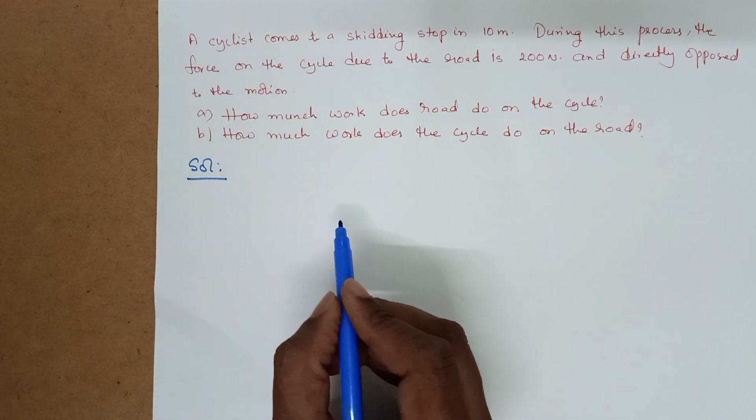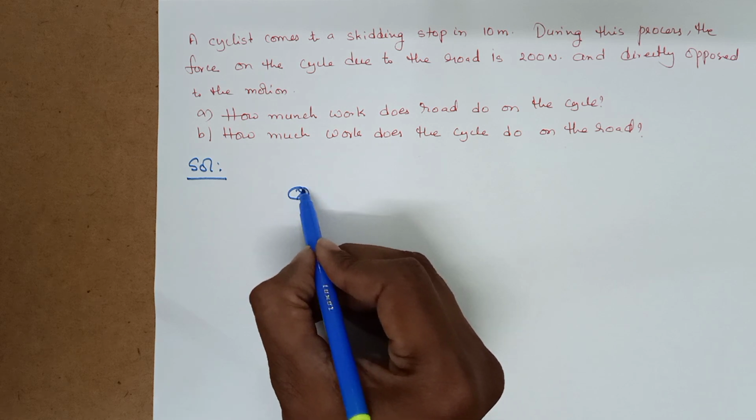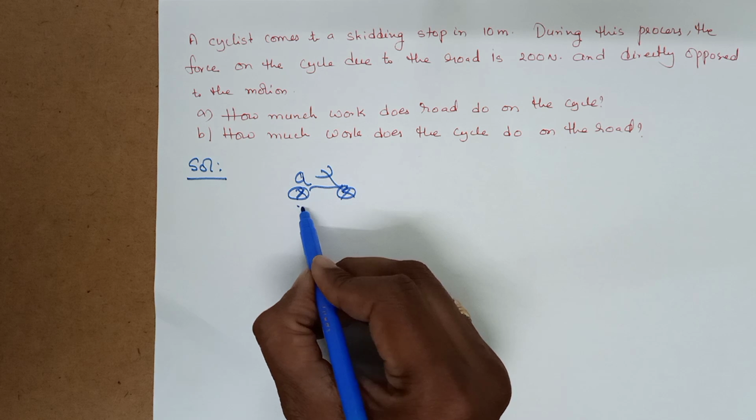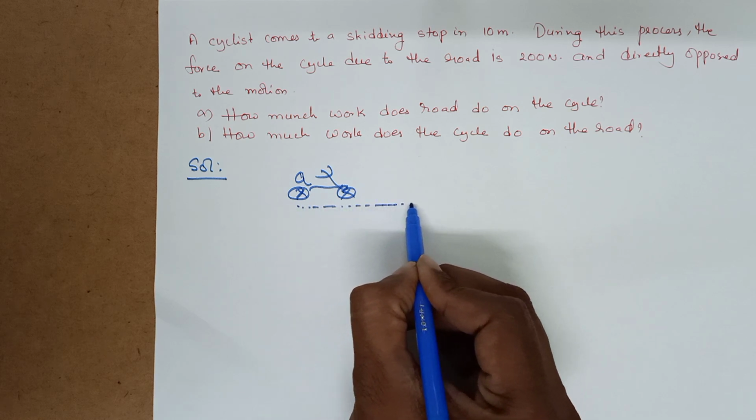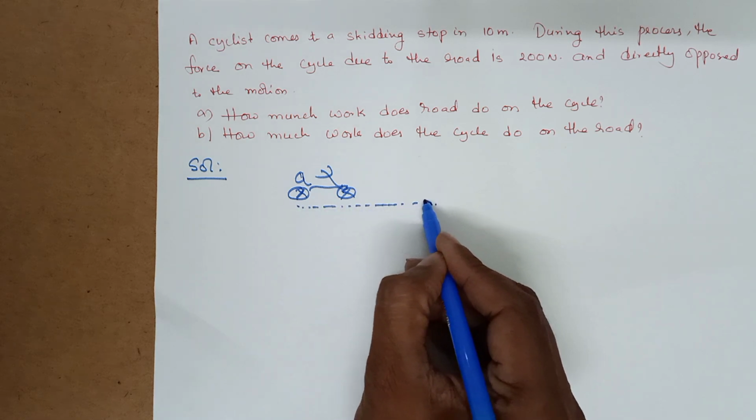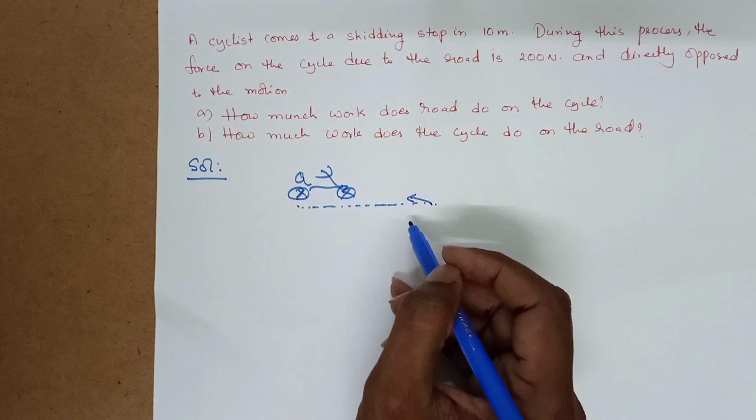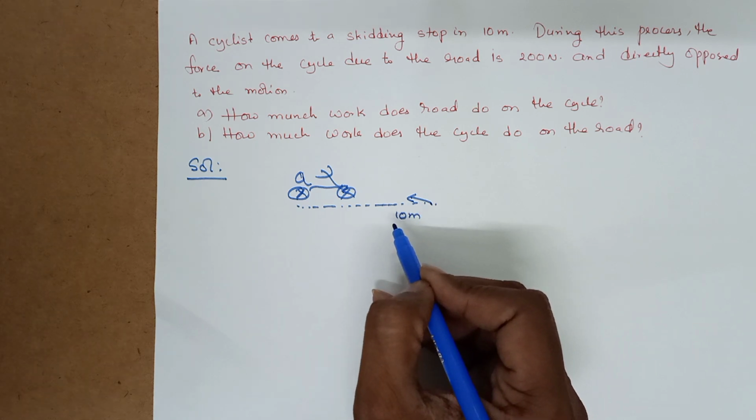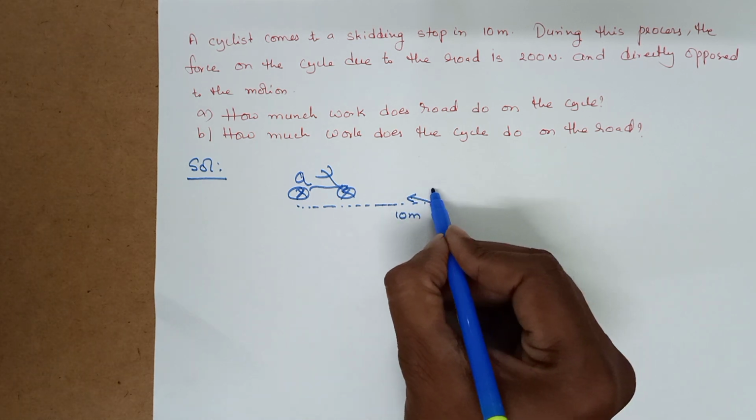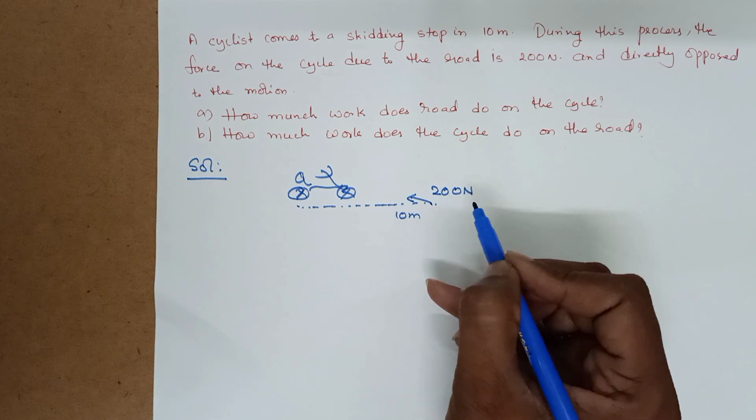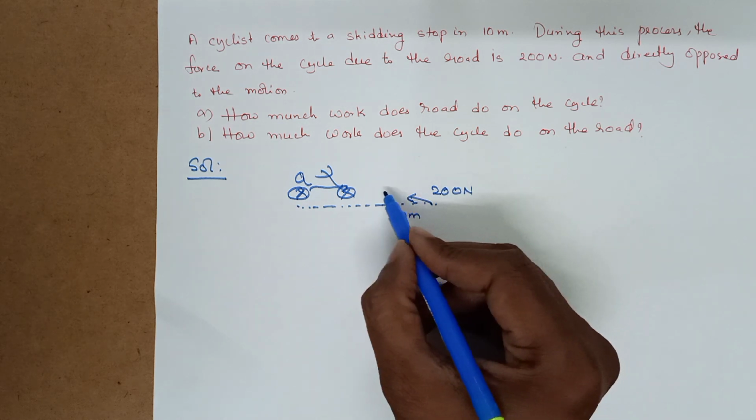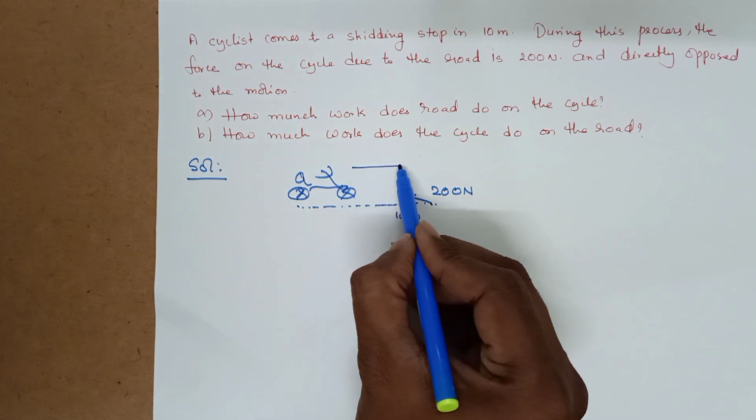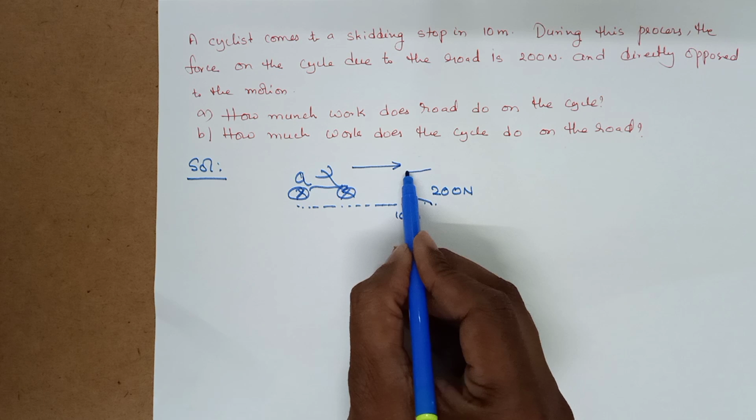What happens actually is a bicycle is going along, and suddenly the road applies a force, which means it's skidding. It has traveled 10 meters after the road applies 200 newtons on the cycle. The motion of the bicycle is in this direction, so the force will be opposite.